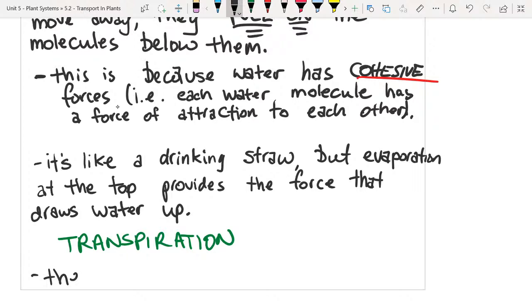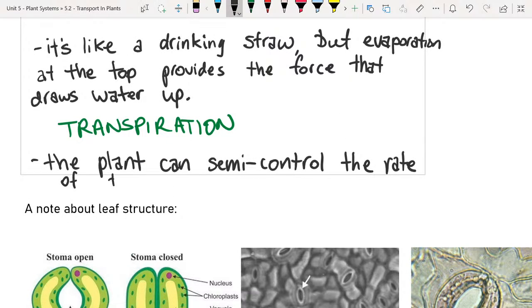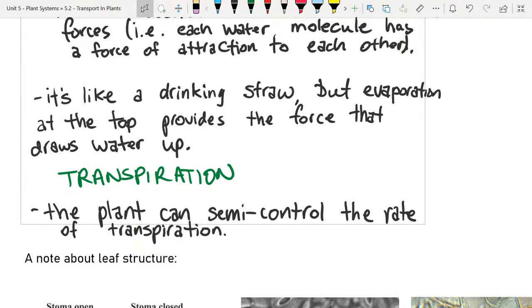And the plant can control the rate of transpiration to some extent. I'm going to say semi-control the rate of transpiration. I say semi-control because water evaporating, will it happen faster on a hot day or a cold day? Good. Will it happen faster on a windy day or a slow day? Windy, right? Because the air will actually blow across that water and help it evaporate more quickly.